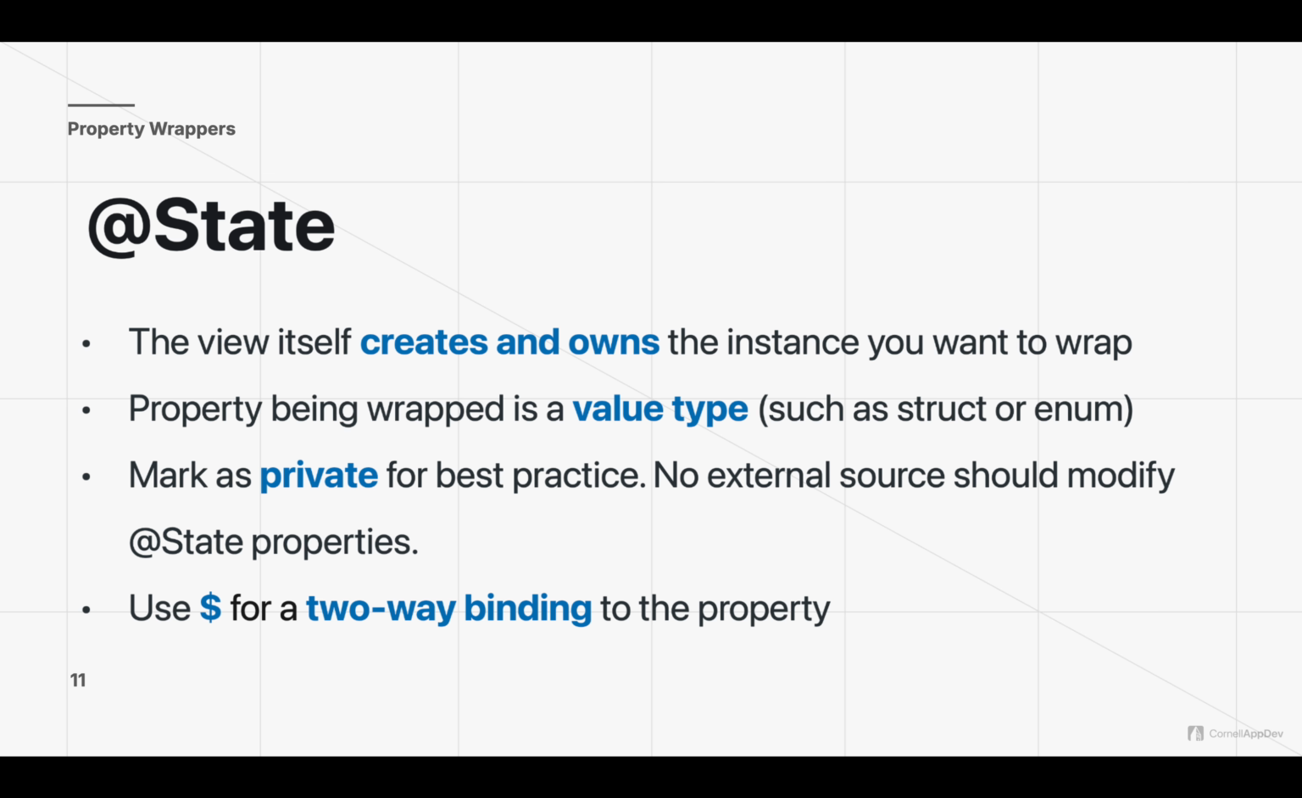Now let's talk about the state. So @State allows the view itself to create and own the instance that you want to wrap. The property that's being wrapped is a value type, such as a struct or enum, and we want to make it private so that no other external source can modify it. Right now we don't need to use the two-way binding, but for the next part of the demo, we want to modify the name and the location, and we will use two-way binding. You'll see in a bit. So what we did here, we added @State to this variable so that we can modify it.